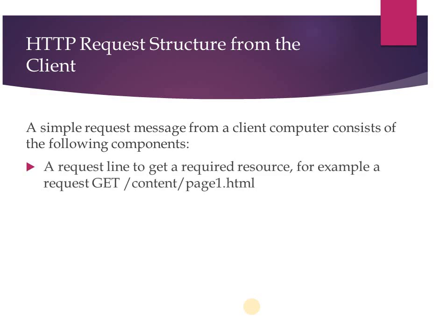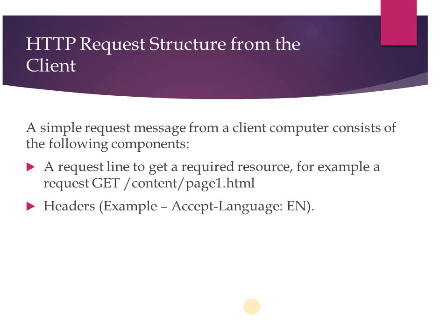Now, whenever there is a client computer, it consists of the following components. Whenever there is an HTTP request from the client, the first one is a request line, to get a required resource. For example, GET /content/page1.html. That means the request line provides three things: first the method, what type of content, and at which resource I am fetching my resource.